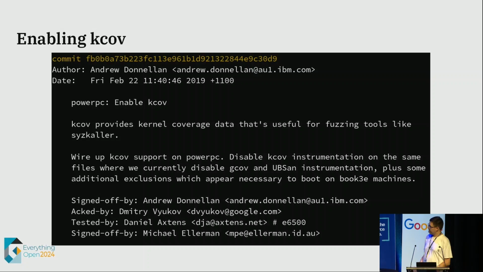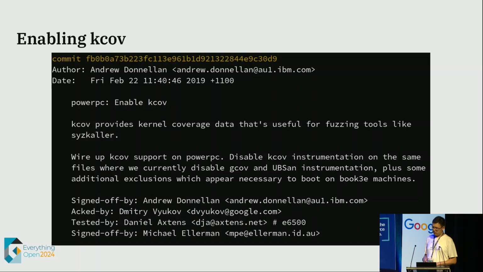So syzkaller is a coverage-guided fuzzer. For this to work, we need kcov, which is the kernel coverage sanitizer. It causes the kernel to be compiled with the compiler coverage instrumentation, and it provides the runtime support in kernel space that is necessary for that to work. It exposes that coverage data to user space in sysfs. Syzkaller can then read it and feed it back into the fuzzing process.